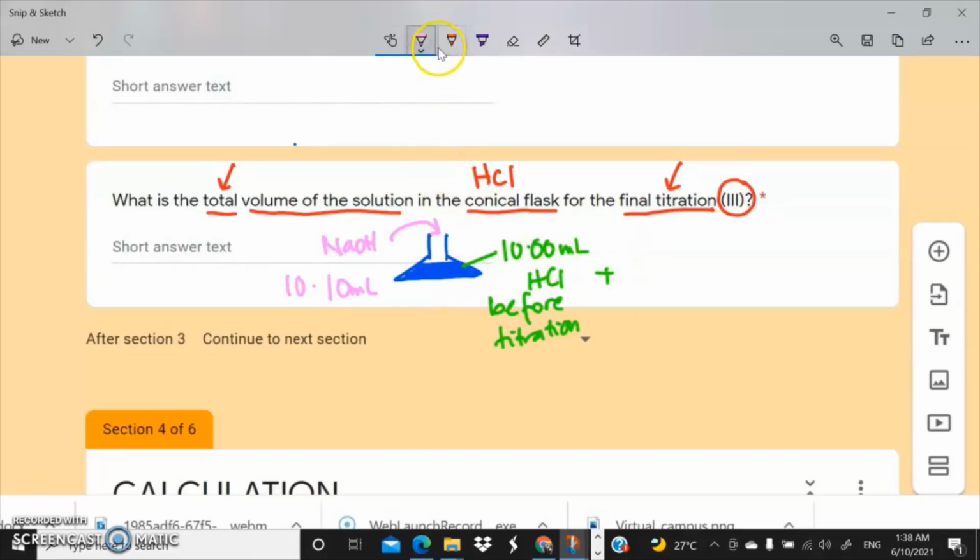So 10.00 ml added with 10.10 ml. So what is the answer? 20.10 ml. So this is the final volume after the third titration.